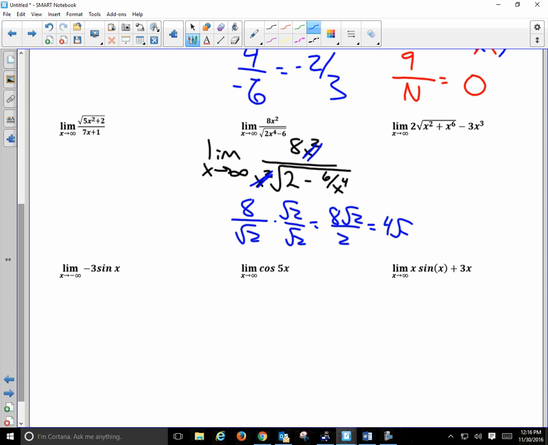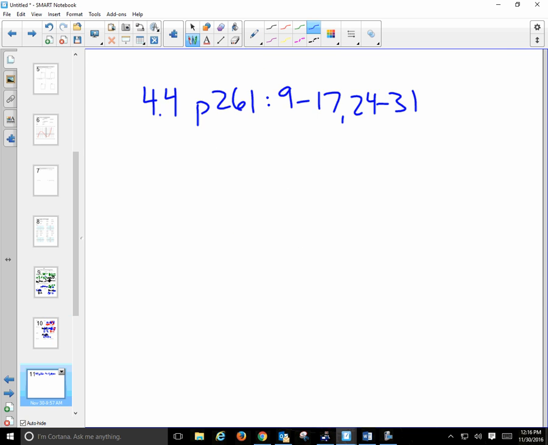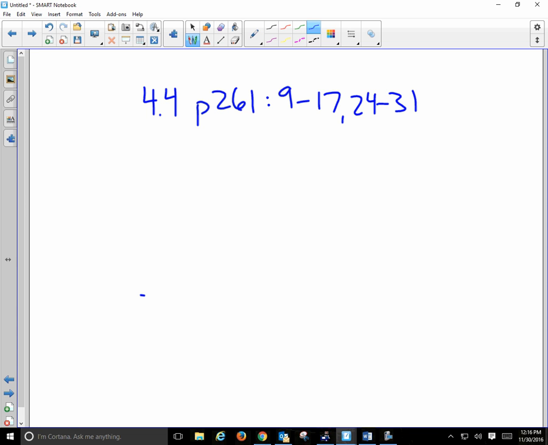So we'll finish off the rest tomorrow and into our next lesson. These are the problems you should be able to get through, though. So maybe not the last couple, but all the others you'll be fine.